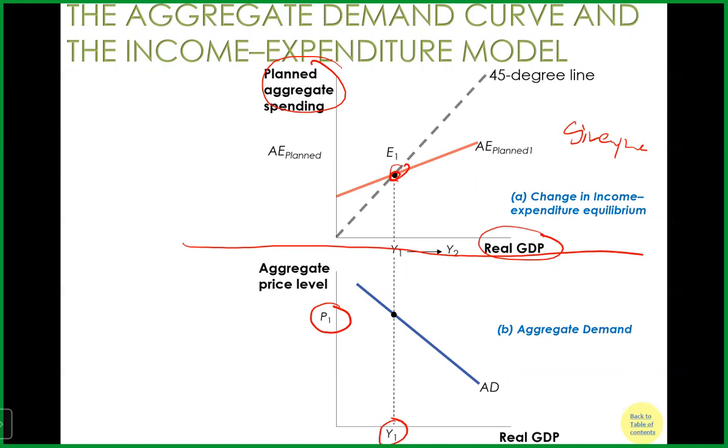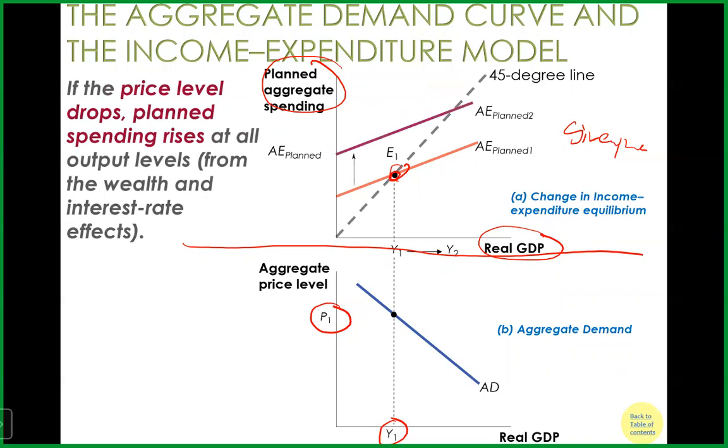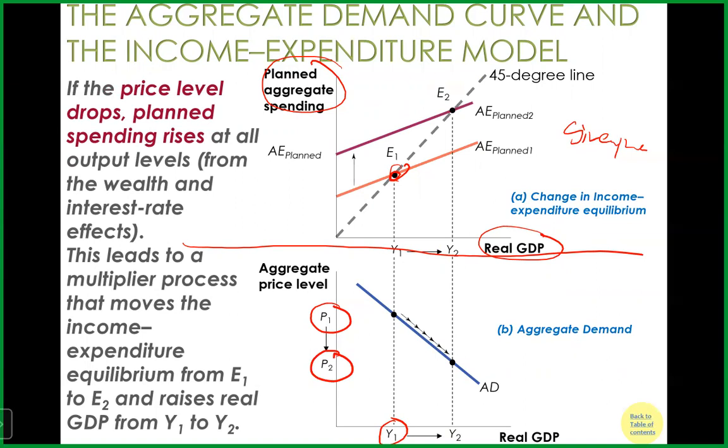Now, if we look at a different price level, say for example price level P2, then from the previous discussion we know this line will move up and cross the 45 degree line at a higher level. Meaning, once the price moves from P1 to P2, we are going to see a new aggregate demand. So that is how we connect what we discussed in the previous chapter to this new chapter.